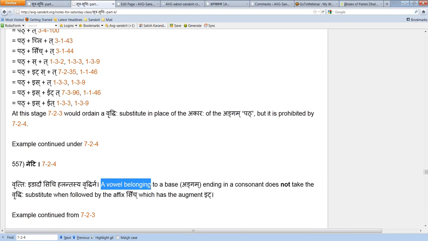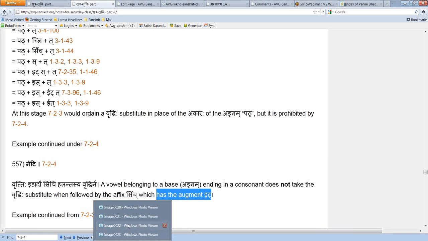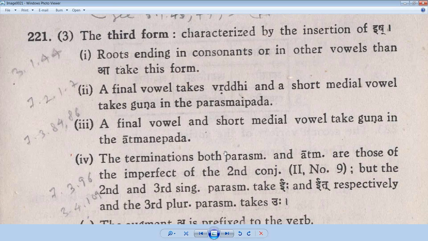So a vowel belonging to a base ending in a consonant does not take the vriddhi substitute when followed by sich which has the idagamaha. Because in this point we are talking about sich having idagamaha, the vriddhi substitute done by vada vraja halantasya achaha is stopped. And that's why I say the short medial vowel takes guna in the parasmaipada.